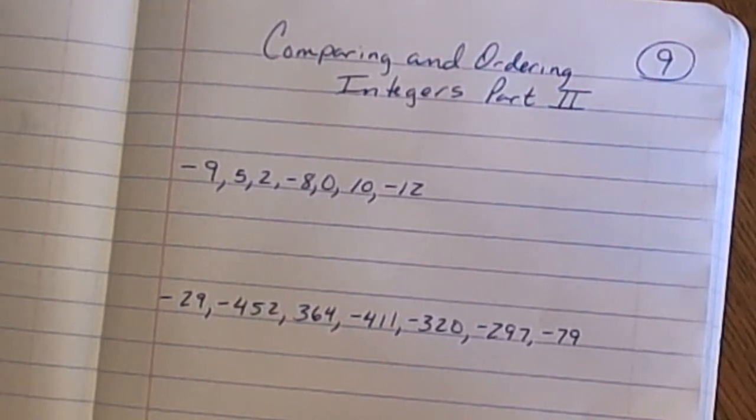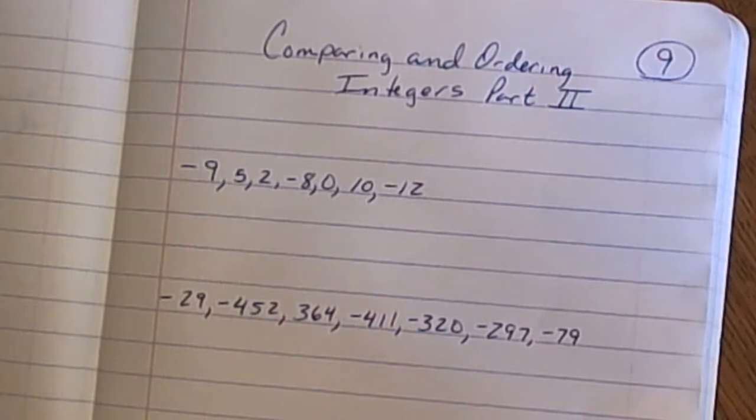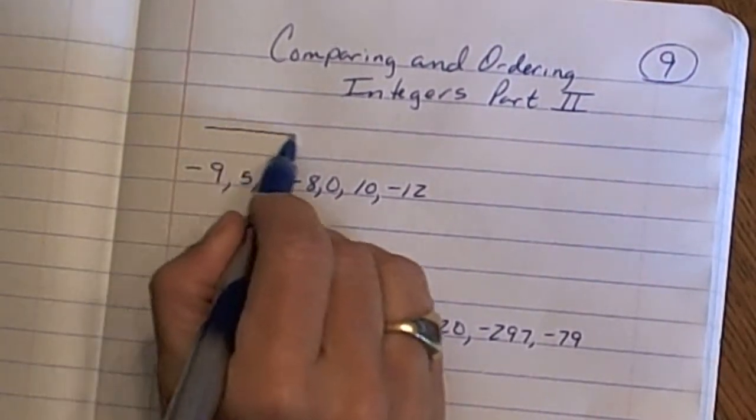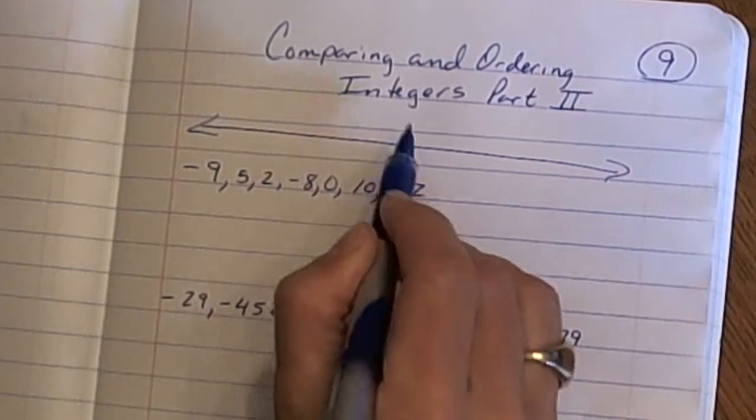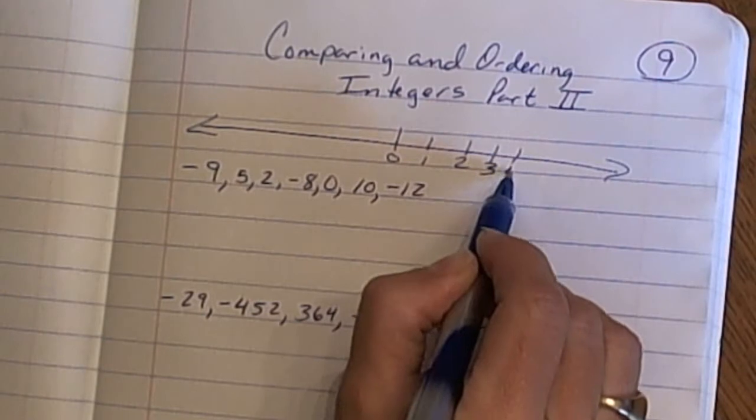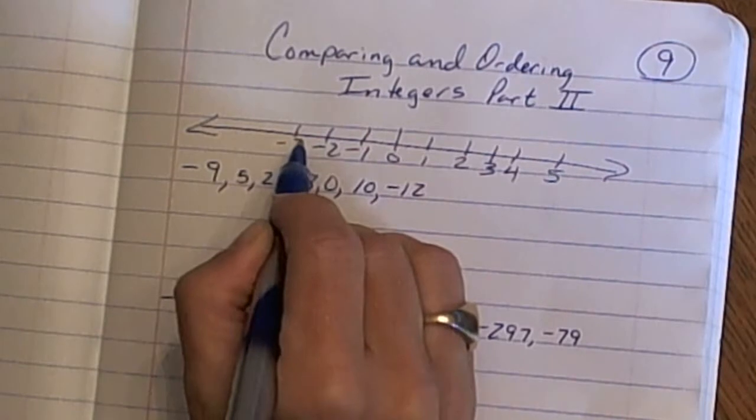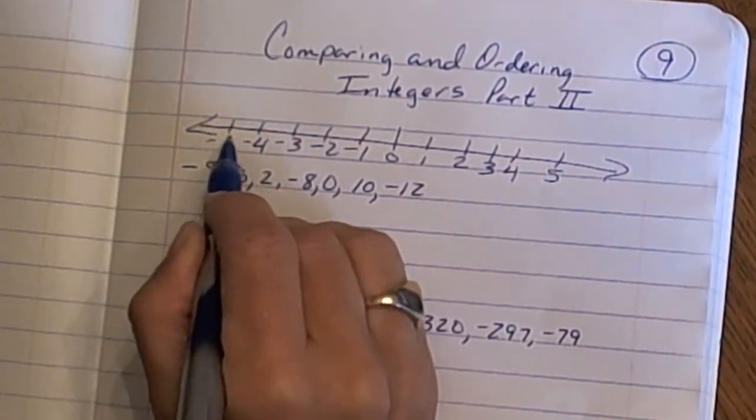So if we have a whole list of integers and we want to put them in order, say from least to greatest, we need to think about putting all of them in order as opposed to comparing just two of them. So again, we're going to look at our number line. Zero is in the middle. We have 1, 2, 3, 4, 5, -1, -2, -3, -4, -5.